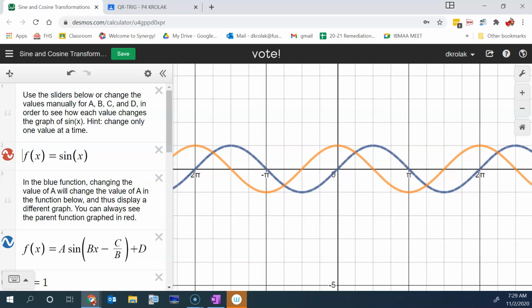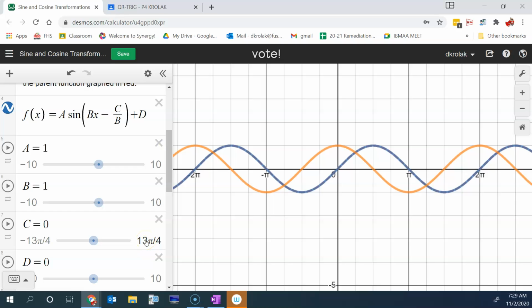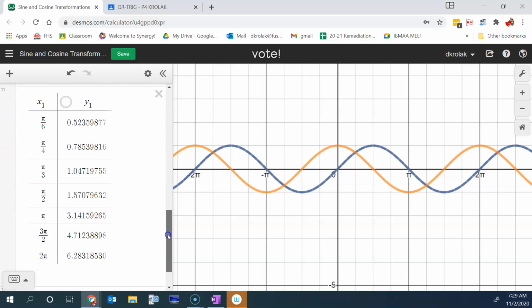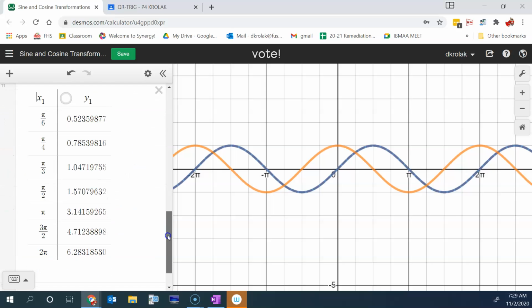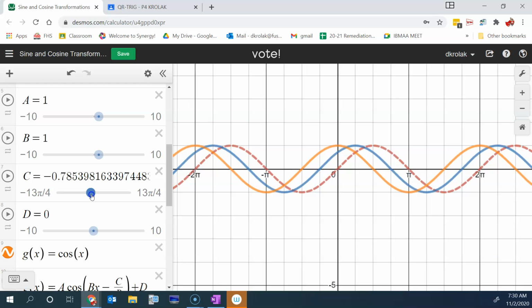Corbin, what did you do? Okay, so moving it to the left is called a phase shift. And how far did you move it? So in terms of radians, what is that? If you look up here at that table, pi over 2, right? So if you take a sine graph and you shift it pi over 2 to the left, it becomes a cosine graph.